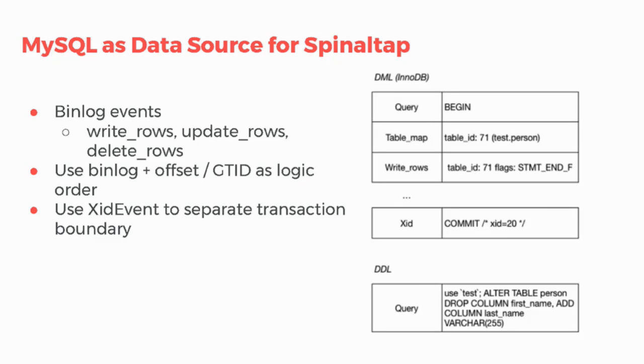So how do we implement Spinaltap for MySQL? We're basically making Spinaltap a replica, listening to a master with row-based replication. We'll be interested in these types of events: write rows, update rows, and delete rows. We're using binlog offset or GTID as a logical order, and we attach these logical orders to the messages to the downstreams. And we're using XID events to separate the transaction boundary.